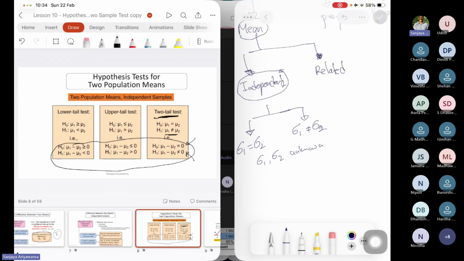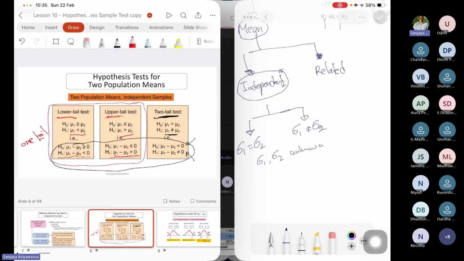Now the other two cases are one tail test cases. In the one tail test, you have the lower tail test. How do you know whether it's a lower tail? You look at the alternative hypothesis. Mu1 minus mu2 is less than zero. What does that mean? That mu1 is less than mu2. In the upper tail test, you look at the alternative, mu1 minus mu2 is greater than 0, which means mu1 is greater than mu2. So these are the three types of tests that we are going to do.